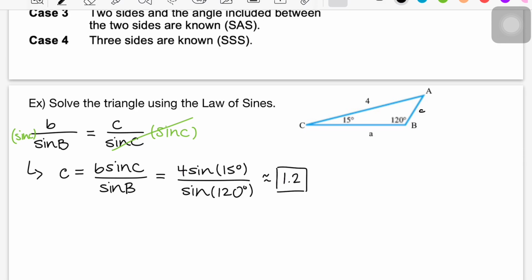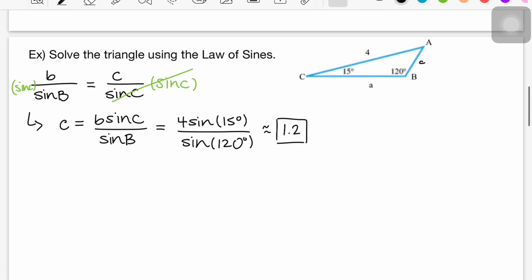Alright, so we found one piece of unknown information. The next piece that we want to find, let's try to find this angle A here. Well, we know that the sum of all of the angles in this triangle must be equal to 180. So that's angle A plus angle B plus angle C all need to add up to 180.